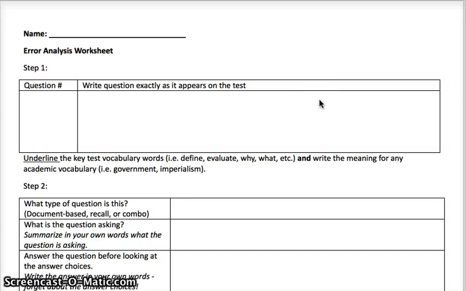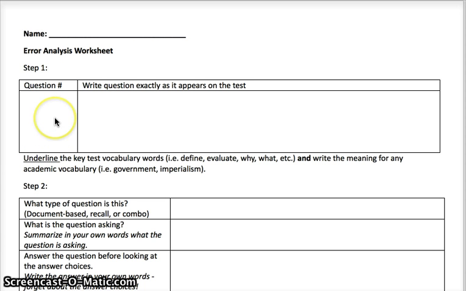I'm going to bring you through how to use error analysis to better your understanding of questions that were frequently missed on the social studies assessment. So we're going to do one question together that many students missed. Even if you did not miss this question, please follow along so that you know exactly how to complete this worksheet and gain more understanding about different question types.